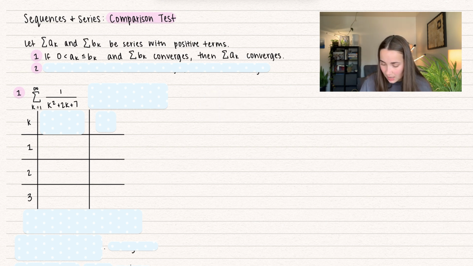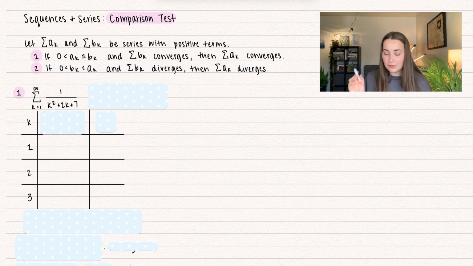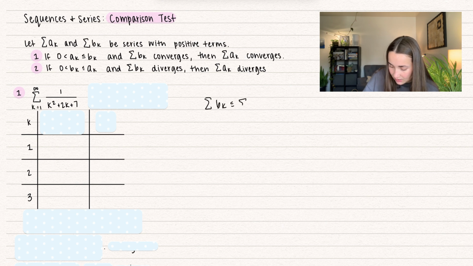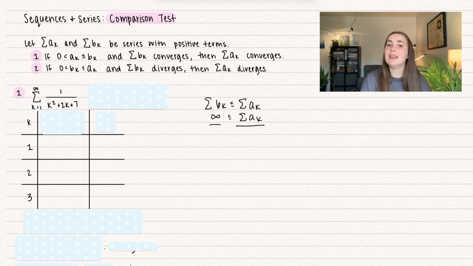Now we can do the same thing with divergence. We just have to switch it up a little bit. So here we have if the B sub k terms are all less than or equal to A sub k, that would mean that we have that B sub k is less than or equal to the series of A sub k, right? And if B sub k diverges, so let's say it diverges to infinity, then that means our series with A sub k is also going to diverge, right? That tells us that this series is greater than or equal to infinity. And what's greater than infinity? Infinity, right? So that is the comparison test.